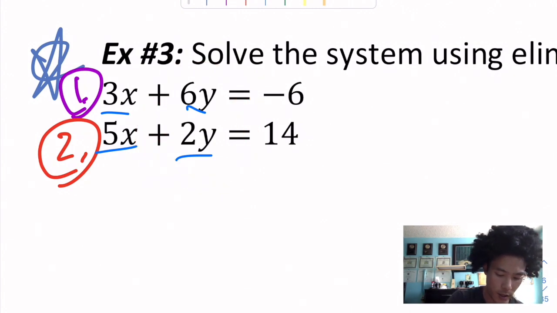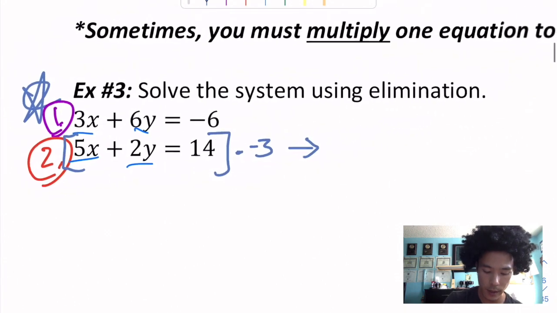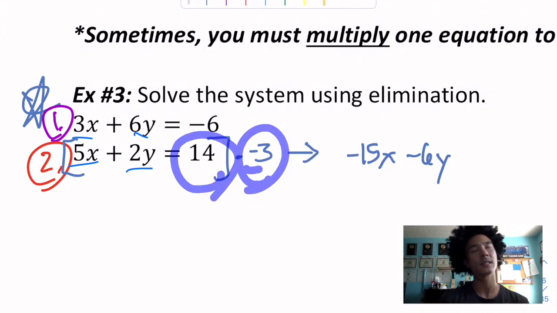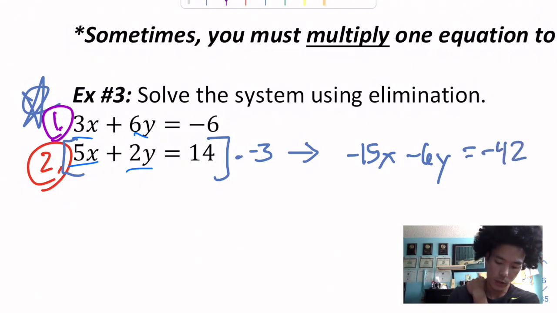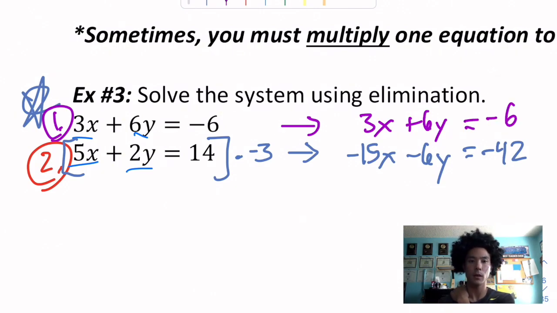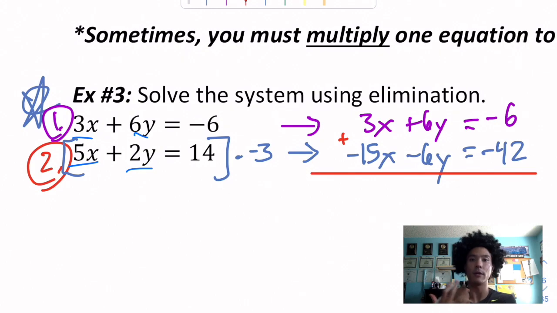But not just 3 though, right? You actually want to multiply everything by negative 3. So you multiply everything by negative 3, you're actually going to get negative 15x. Negative 3 times 5x is negative 15x. Negative 3 times 2y is going to be negative 6y. And then negative 3 times 14, negative 42. Boom. And the top equation, just move it over. Just move everything over. It's all good. Bam. And of course, by design, the reason why we did this is because we want to eliminate a variable. In this case, we eliminated the 6y. Something should eliminate. If something doesn't eliminate, you did your last step wrong.